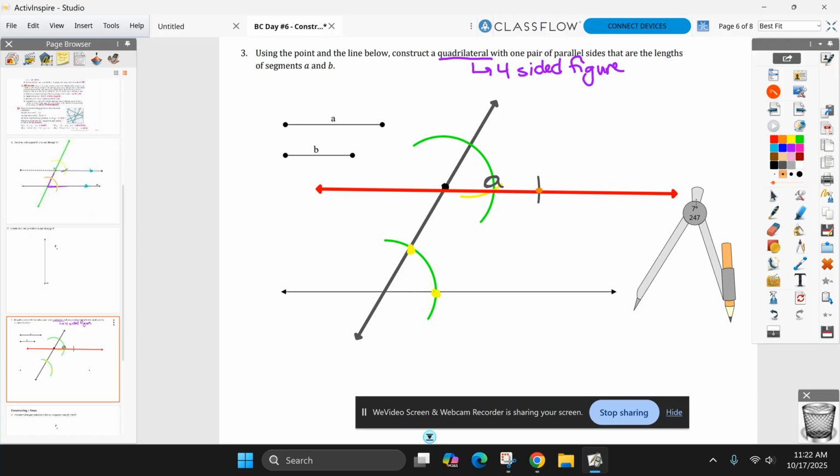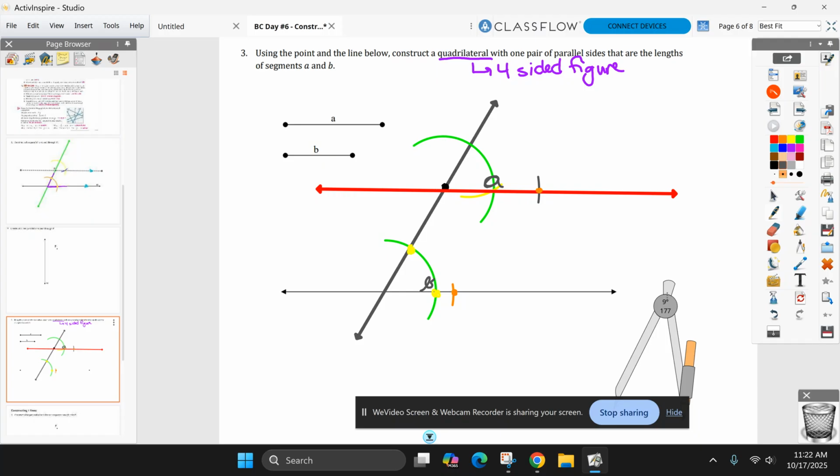All right, now we got to get B on there as well. So measure B using your compass. It's got to go on the other parallel line. So go down here now, where the transversal intersected the bottom one, and measure out length B. So the two lines are parallel. One has a length of A, one has a length of B.